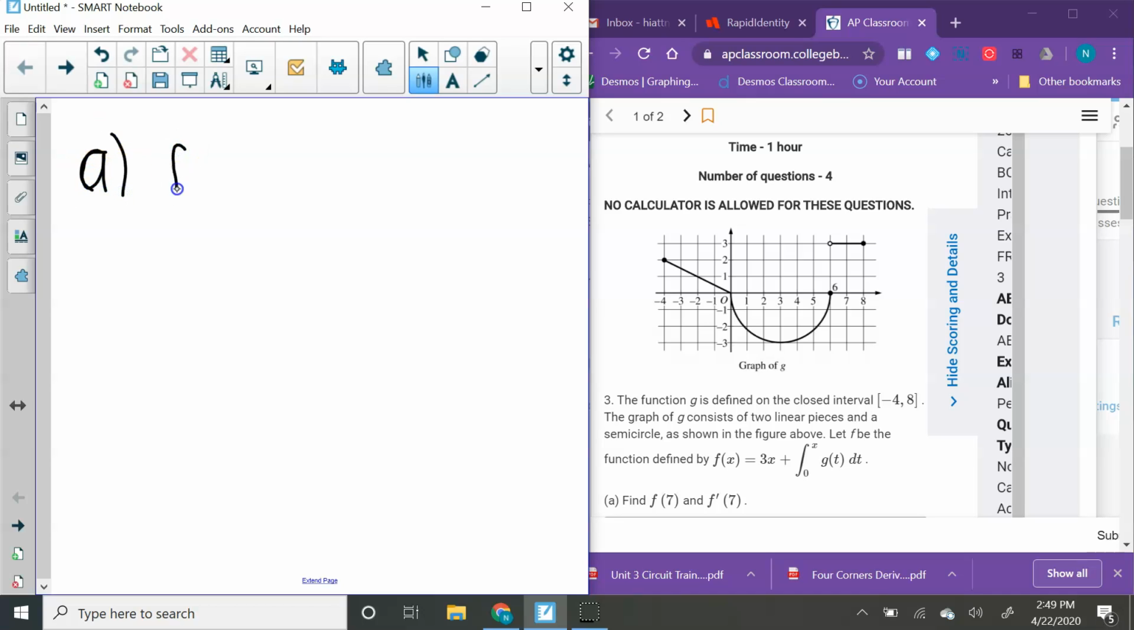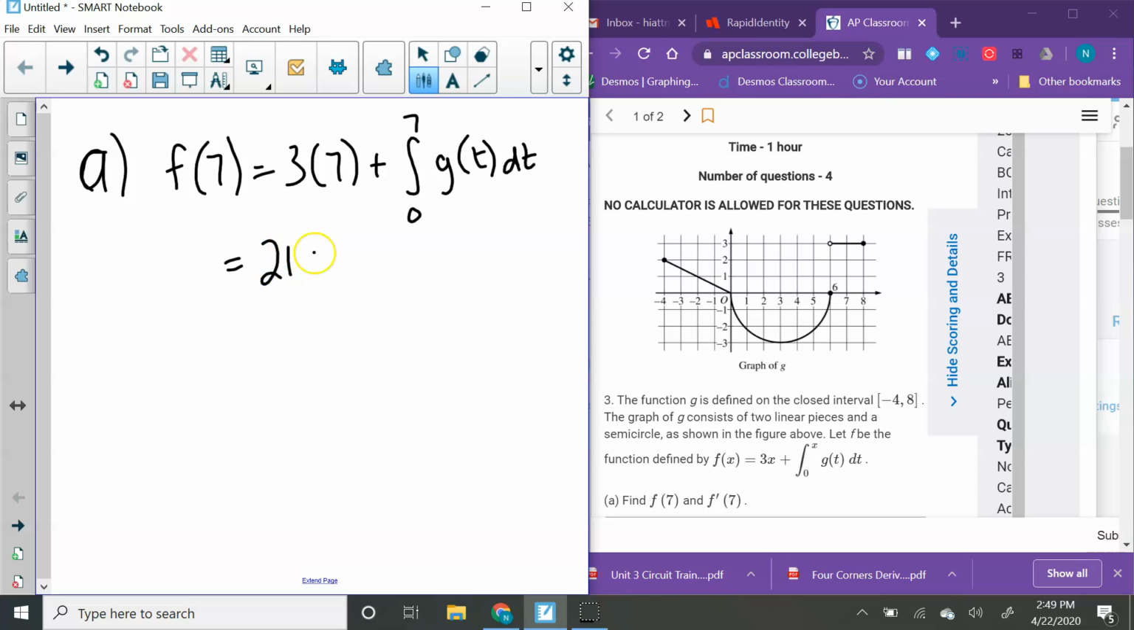For f of 7, we're just going to plug in 7. And when we plug in 7, we'll have 3 times 7 plus, and we're plugging in 7 for the x, not the t, there. So it's the integral from 0 to 7 of g of t dt. And so 3 times 7 is simple. We've got 21 right there.